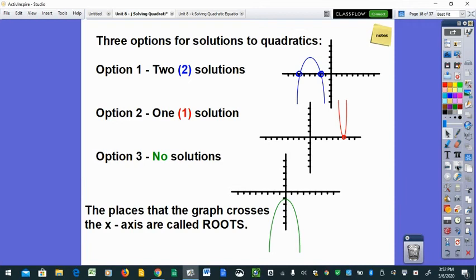So there are basically three possible outcomes here. You can get two solutions, and it could look like this. It could be opening down with its vertex above the x-axis, or like the other ones we did, opening up with its vertex below. You can have one solution, where its vertex is sitting on the x-axis, or you can have no solutions, and we just talked about the possibilities there. Remember that the places where the graph crosses the x-axis are called roots. So you can have two roots, one root, or no roots.